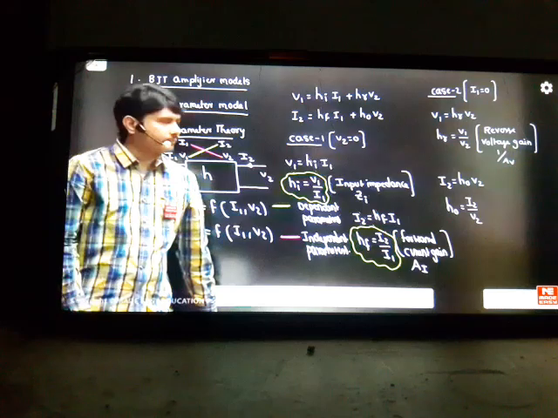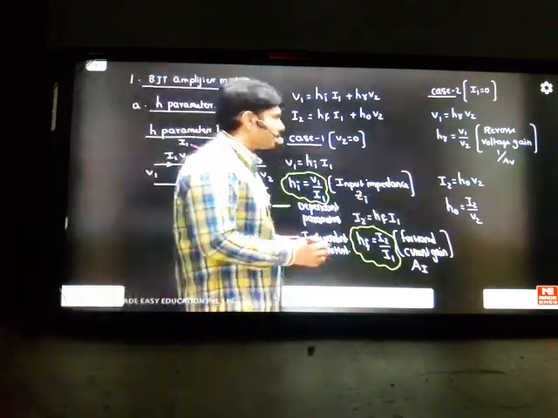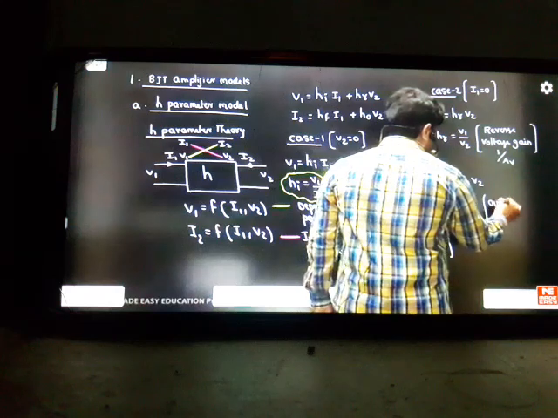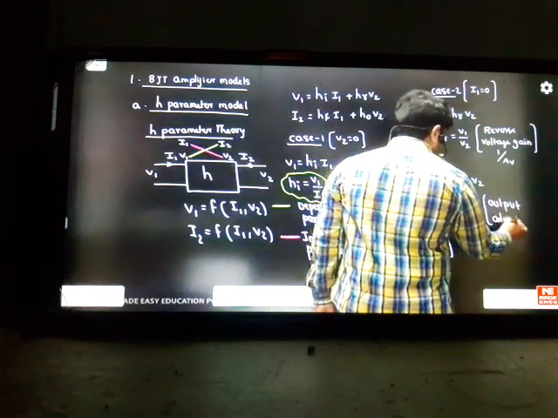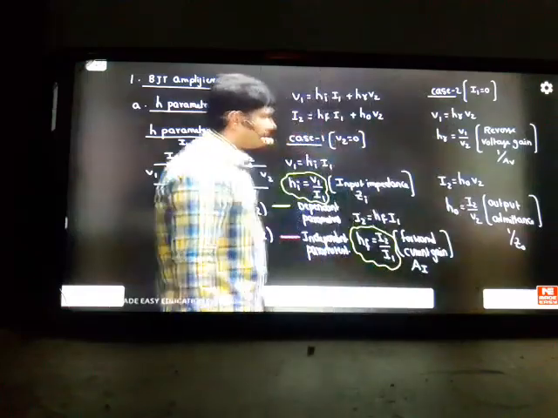What is H0 telling? It is not telling about impedance, it is telling about admittance. It is the reverse ratio of impedance. So we can write this as output admittance, which is treated as 1 by Z0. It is the reverse of output impedance, called H0.